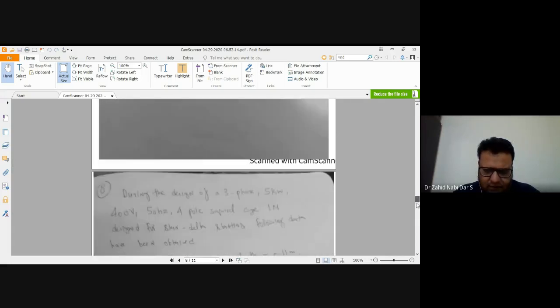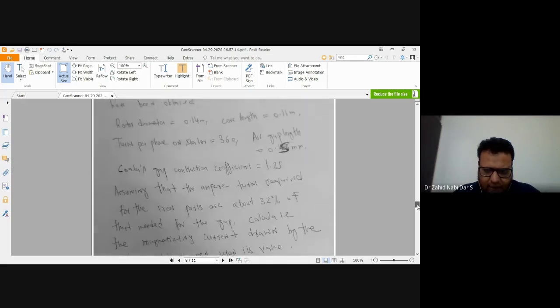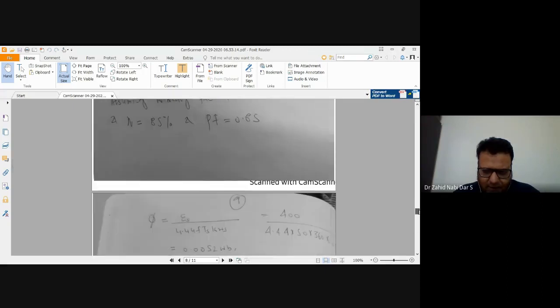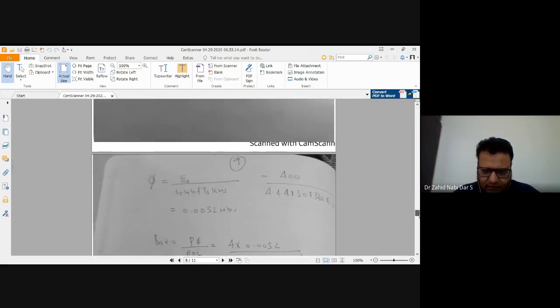First we will go for the calculation of the flux. So Bav is phi P by pi D L. See, flux we can calculate. Flux is from Es. Es is equal to 4.44 f Ts phi Kws. This is the universal formula. We have used it in transformers also. The only difference between induction motor and transformer is that this Kws is not there in transformer, whereas in induction motor we have to use this factor of 0.955, because of the construction of the induction motor.